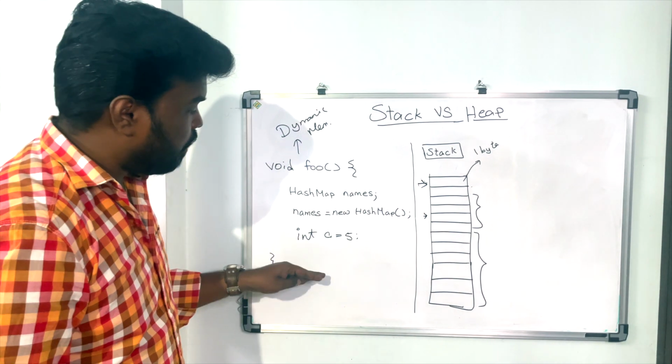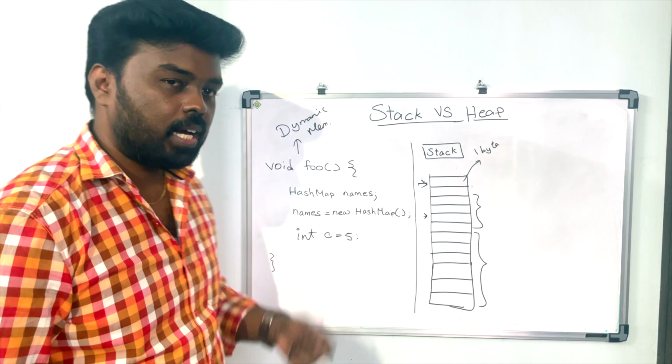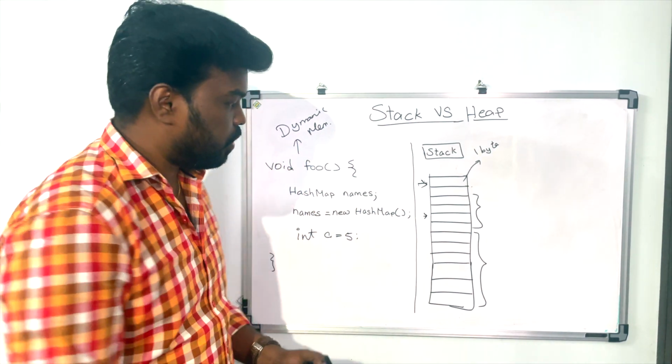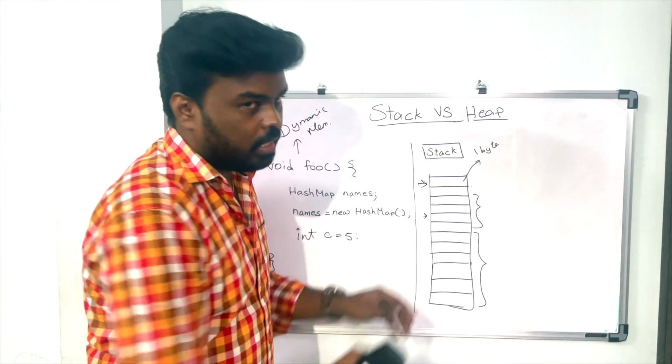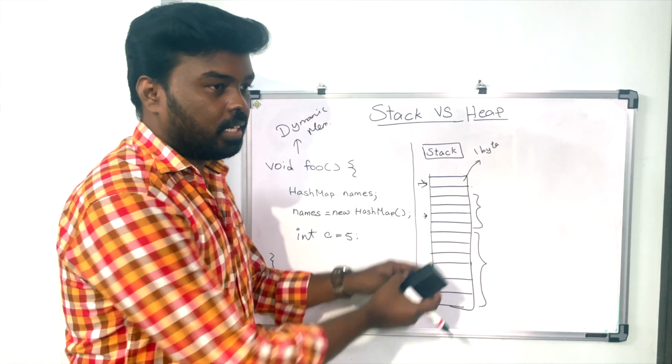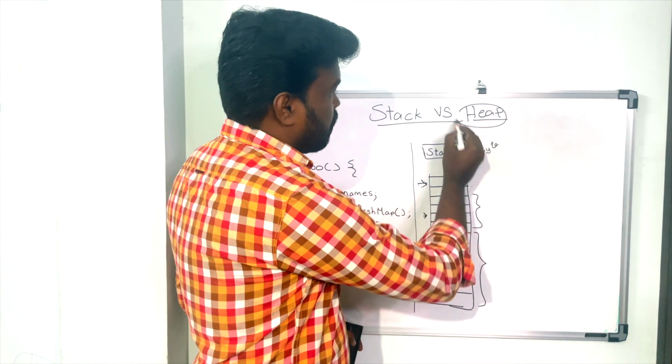Now after this line, if you try to add some items into the hash map, what will happen? That's where the actual problem comes in, right? Because you cannot put any items in the middle of the stack. So you cannot expand or shrink the hash map if you allocate the hash map in the stack. So this is where heap comes into picture.